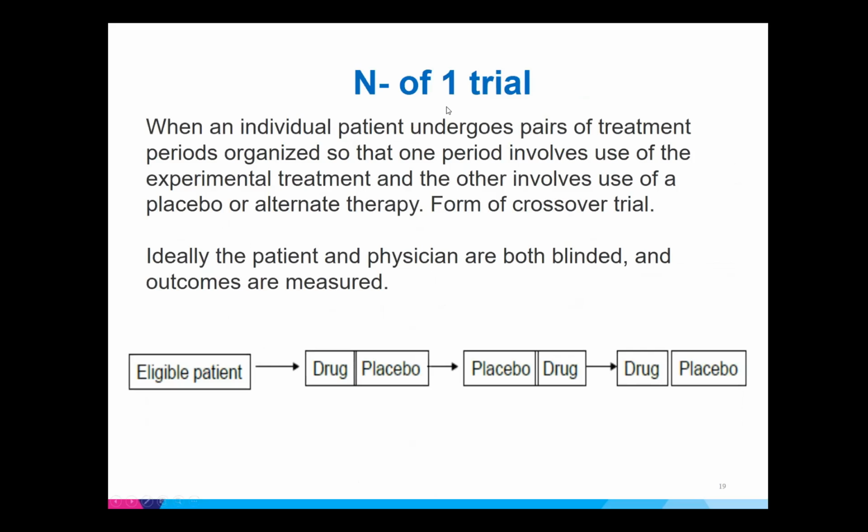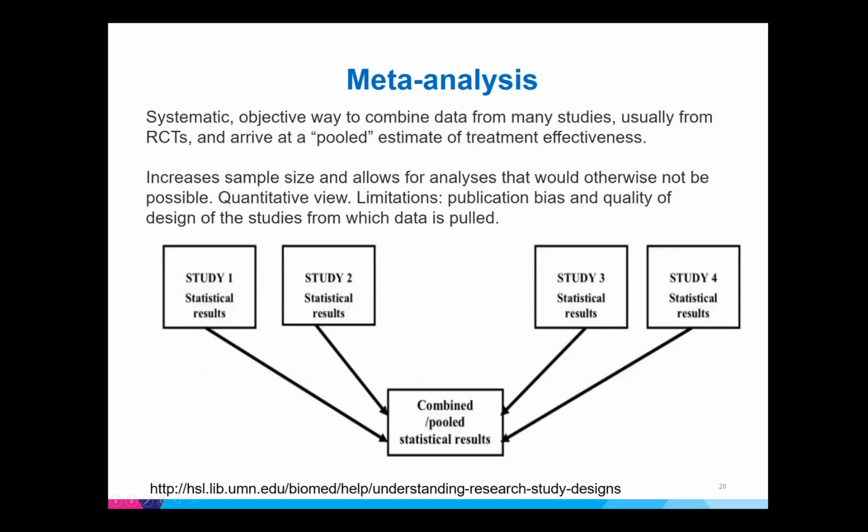So an N of 1 trial is just a different one where now you're looking at a patient and they're undergoing pairs of treatment periods, organized with one period involving an experimental treatment, and the other one where they're just getting placebo, alternated therapy. And usually the patient and physician are blinded. So you can see what's going on here, where they're getting drug versus placebo and drug and placebo again. So that's an N of 1 trial.